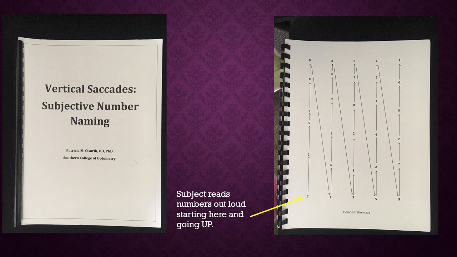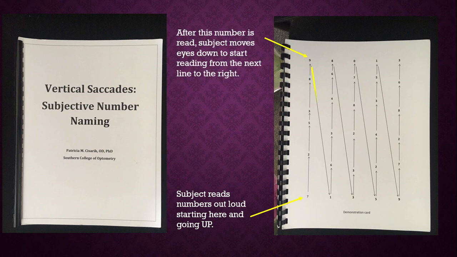So on this first line, they would read 7, 2, 5, 3, 8, 9. Once they read number 9, the subject should then saccade down to the very bottom of the card to the next line over and start reading from here upwards. So they would go 7, 2, 5, 3, 8, 9, 1, 6, 3, 4, 6, 8, 3, 3, 2, etc. All right.